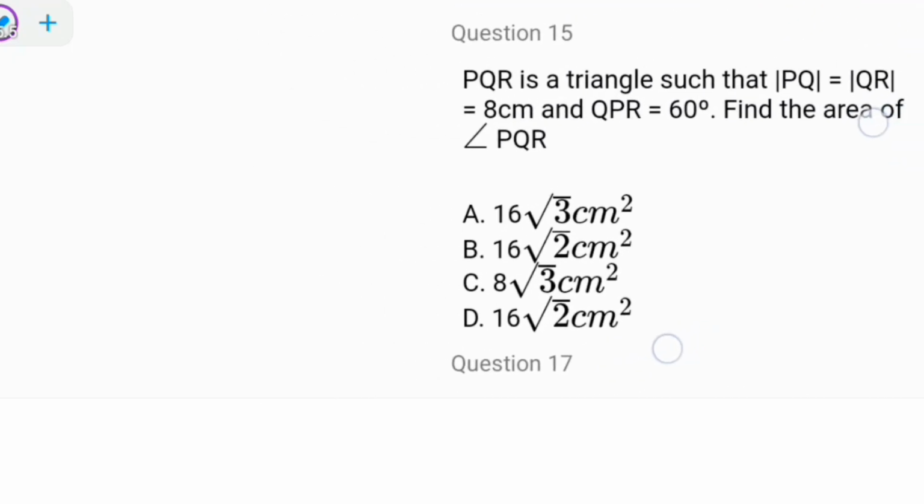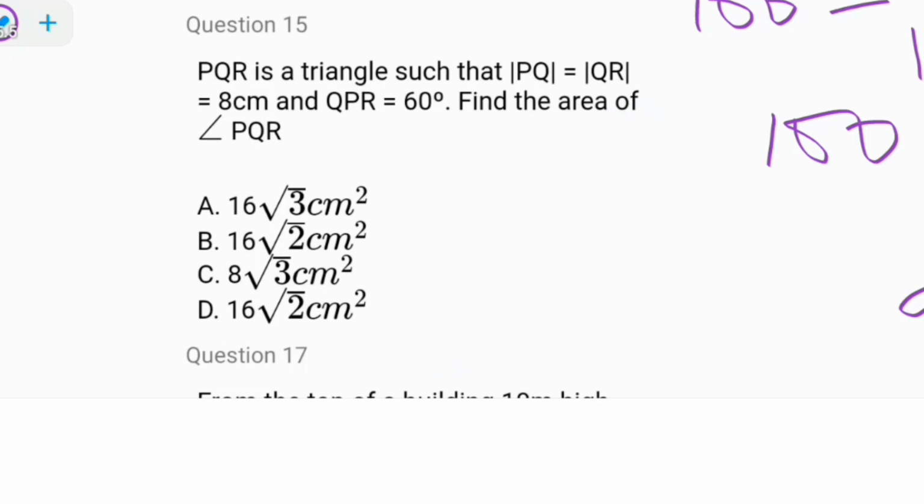So the next one here is a very important one. We are told that PQR is a triangle, so that PQ is equals to QR. That means they have the same length, and the value is 8.